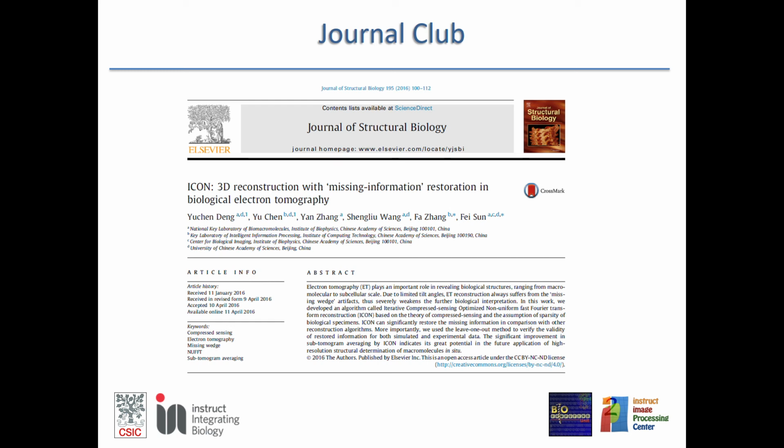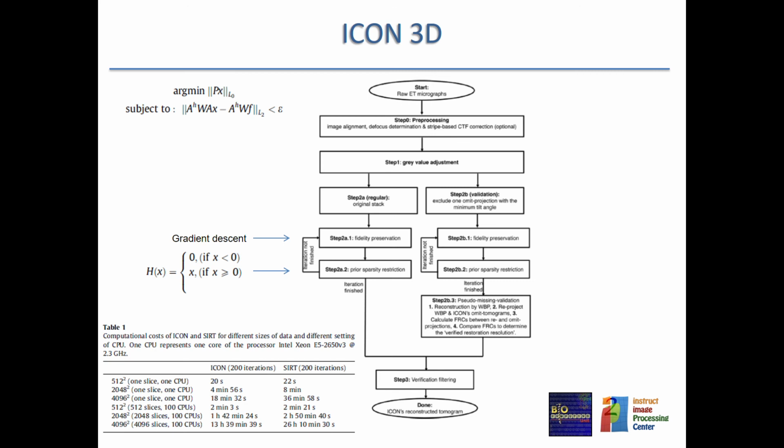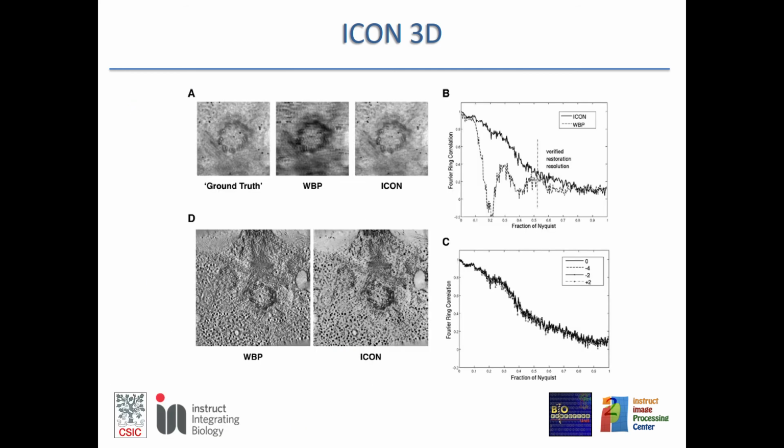You will now see an application of this soft thresholding. For instance, ICON is an algorithm that is a mixture between SIRT and soft thresholding, proposed for electron tomography by the group of Fei Sun. Here you have a formulation where you want to minimize the zero norm of the reconstructed object subject to data consistency. So the reprojections of my volume have to be consistent with the experimental data, and you can see that the results are very successful.